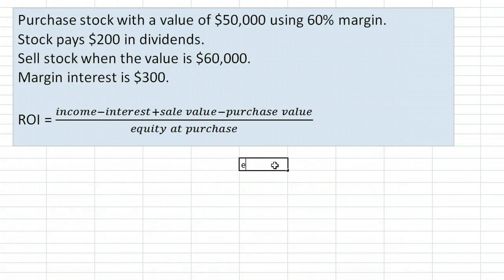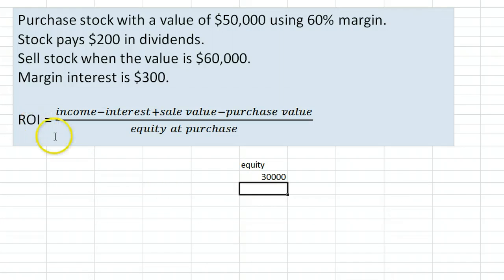First, off to the side, we want to figure out what our equity is at the purchase time. We have purchased stock with a value of $50,000, and 60% of that is our money, so 60% of it is our equity, 60% is 0.6. So our equity at the time of purchase is going to be $30,000. $30,000 of the money is ours, $20,000 is going to be borrowed.